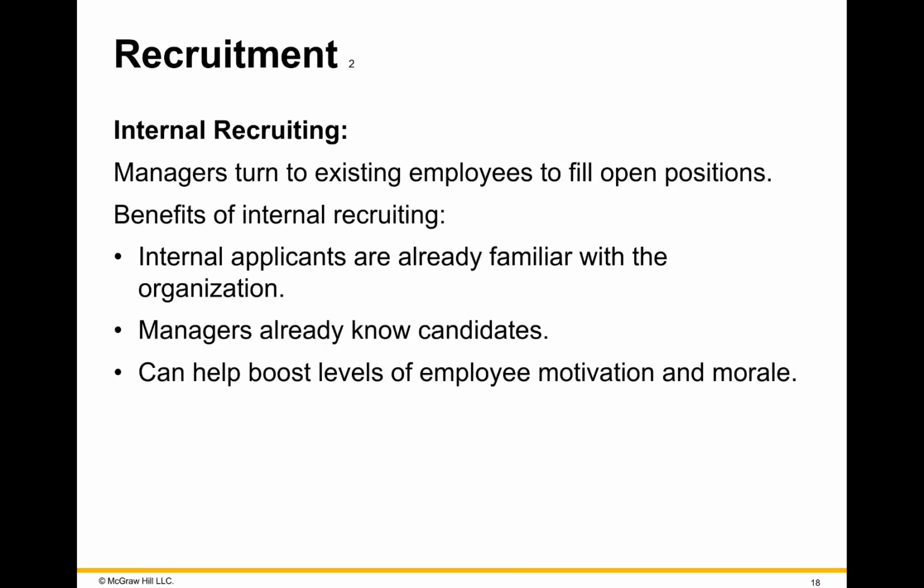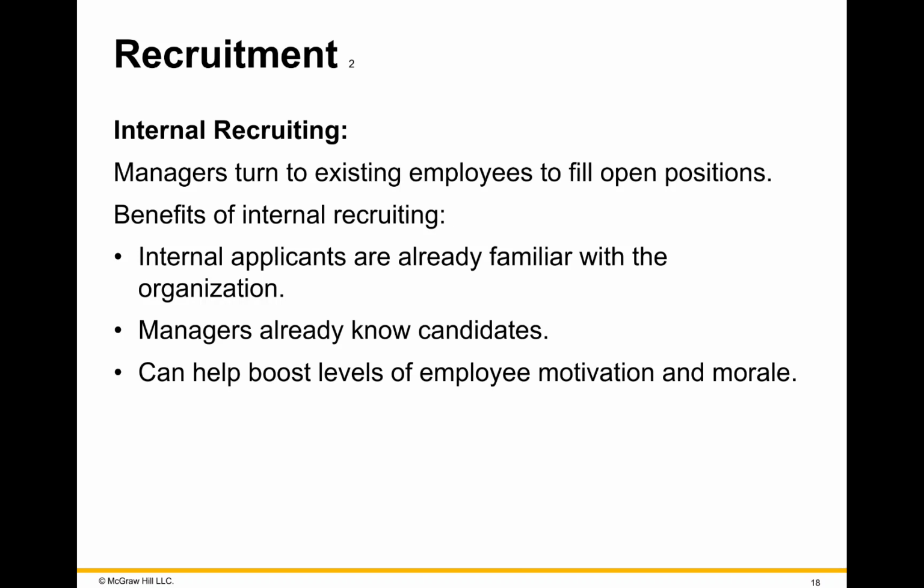Or you can do internal recruiting, where you recruit internally, existing employees, to fill in the open position. Existing employees fill in the open position. So internally, maybe they are looking for a lateral move, or a change of job, but with the same responsibility, same authority level, or same payment.